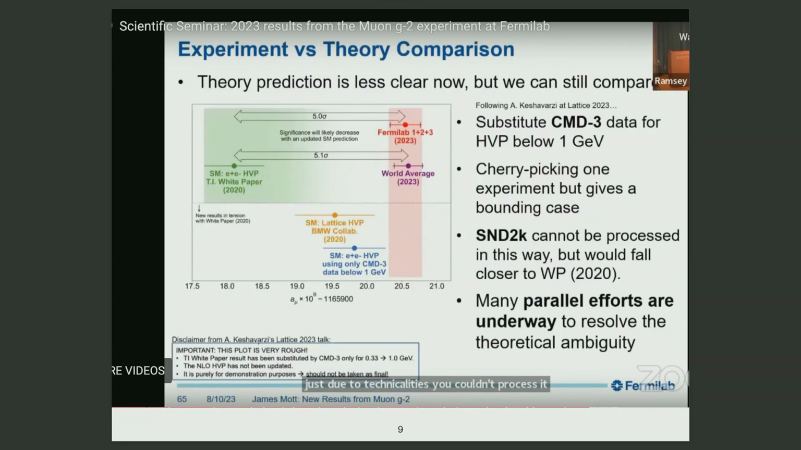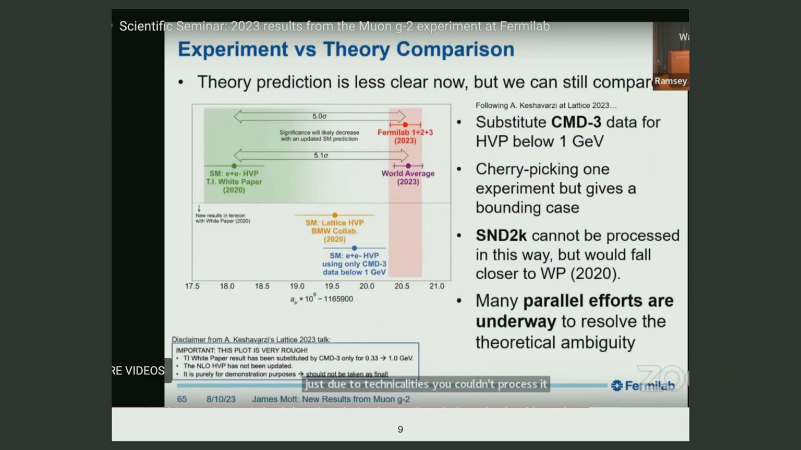And you compare that to the theory initiative white paper, then what was 4.2 sigma becomes 5.1 sigma if you compare to the world average. Now, I said that was without considering the lattice data, and again, most of you know that the BMW collaboration has done a wonderful calculation already in 2020 with sub-percent errors, and if you use that value, then you're only discrepant with the experiment by a bit less than 2 sigma.